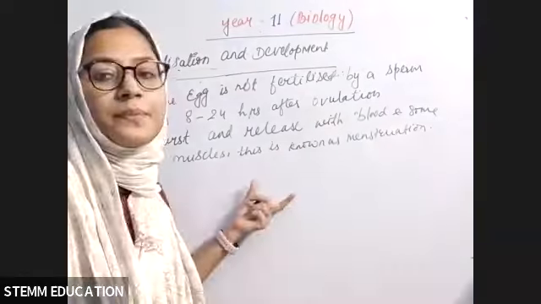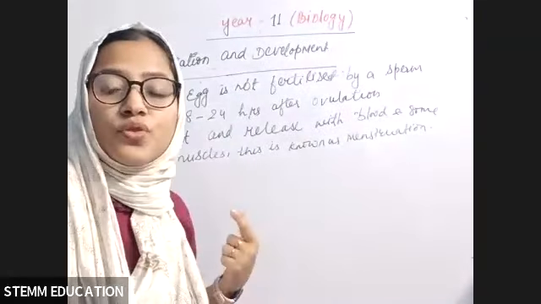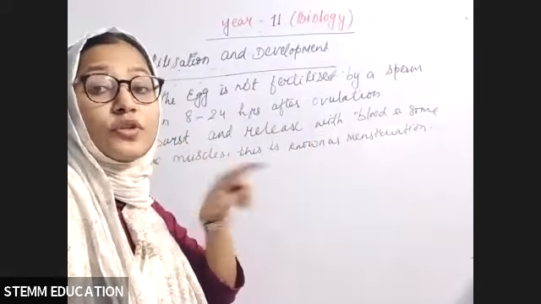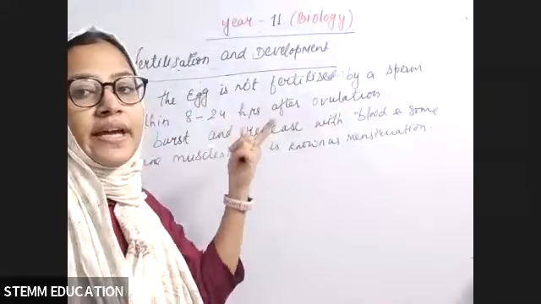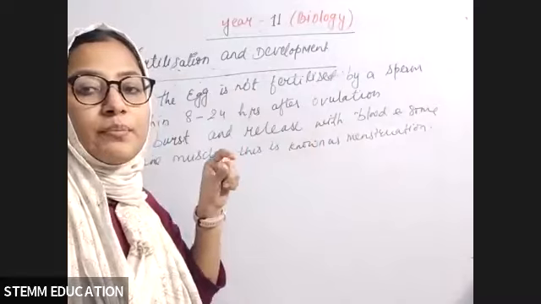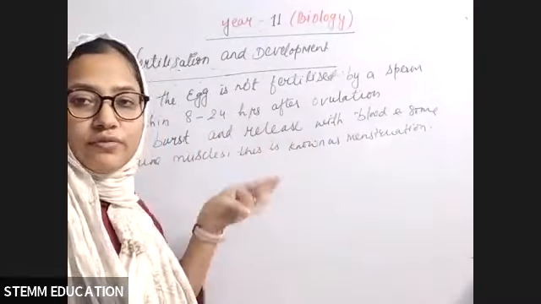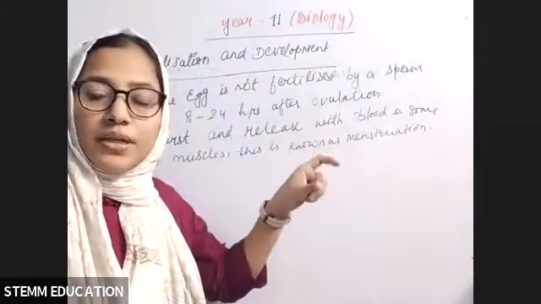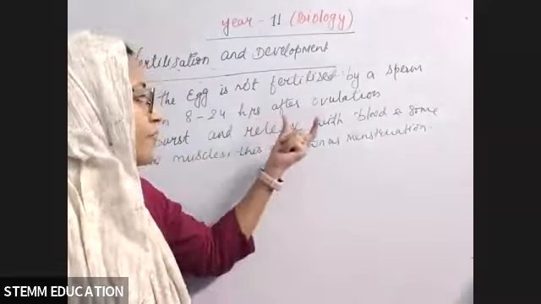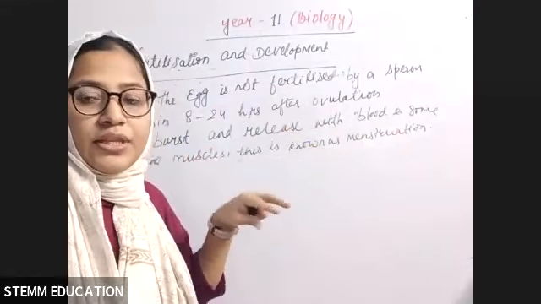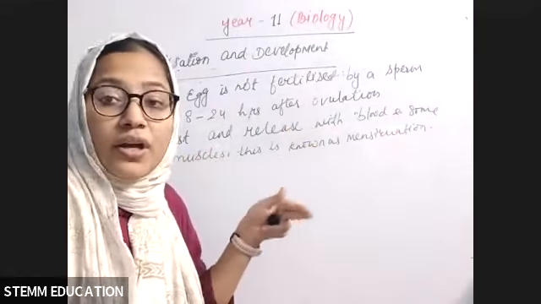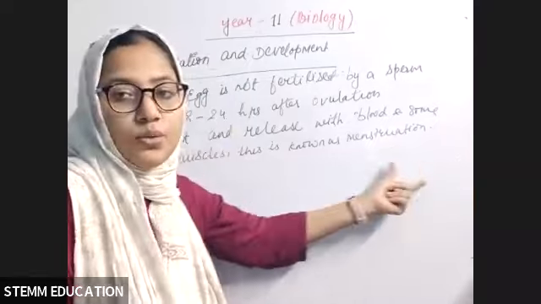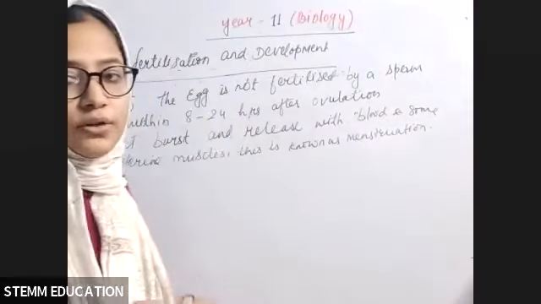So, as I said, the egg is released from the female body. If it is not fertilized, not fused with the sperm within the period of 8 to 24 hours, what will happen with the egg? That egg will burst, right? It comes out from the body of the female with blood and some uterine muscles, through the female reproductive part or vagina. So that is known as what? That is known as menstruation, and it happens every month with the female body. All right.